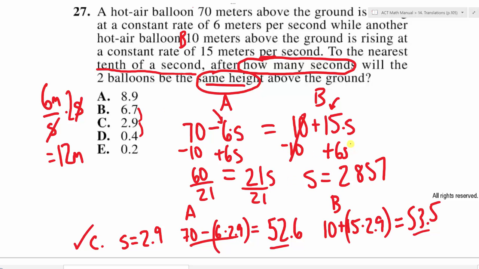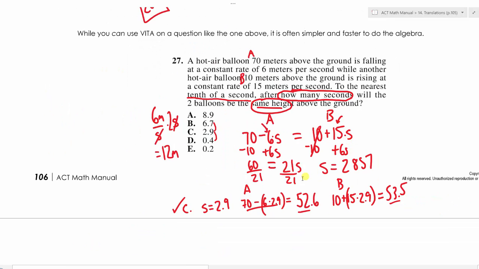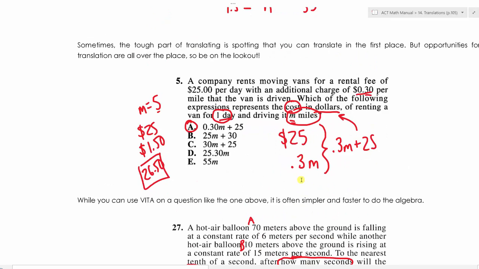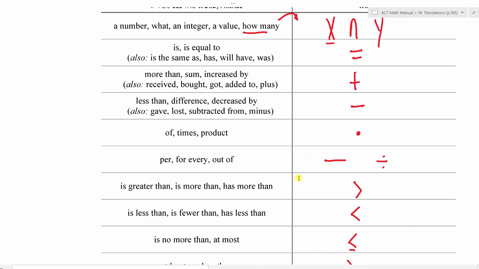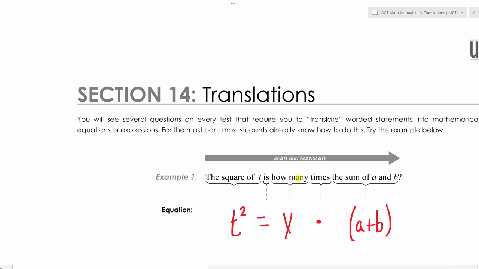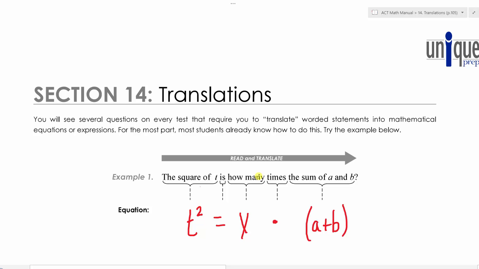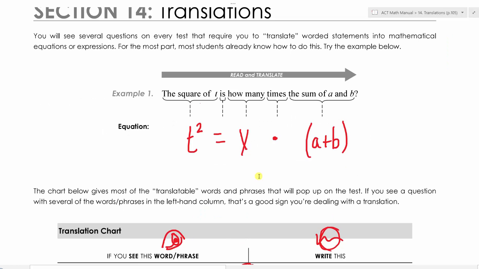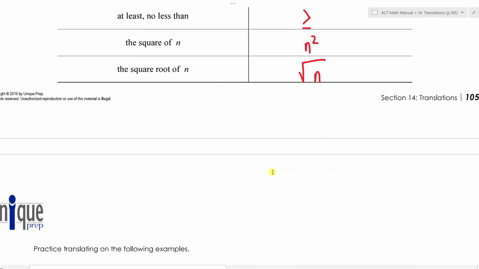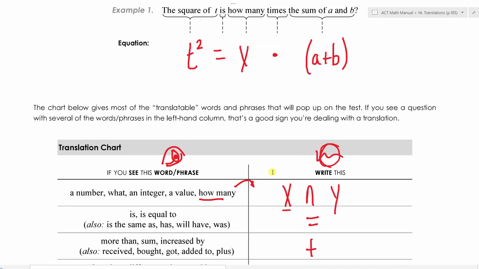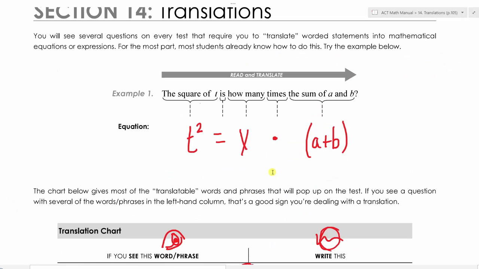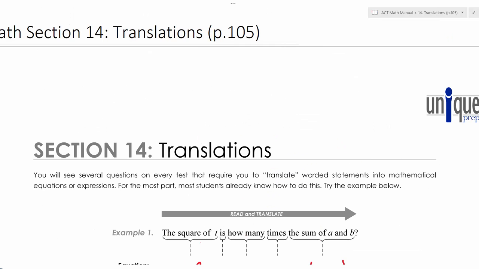So that is basically it for translation. Number 27 will represent a medium or even hard version of translation. You'll see some that are slightly harder than that and a bunch that are much easier. If you memorize this chart and you were comfortable with these examples, you shouldn't have too much trouble with translation questions on the ACT. That is all for section 14.